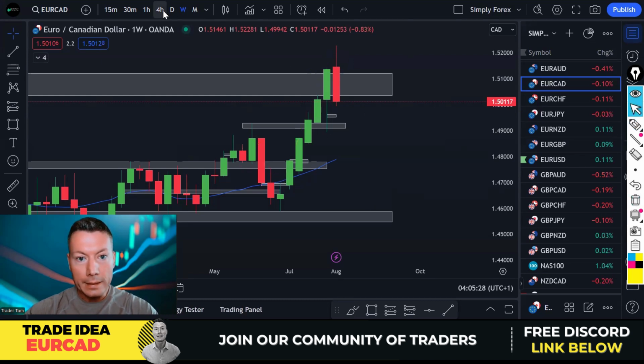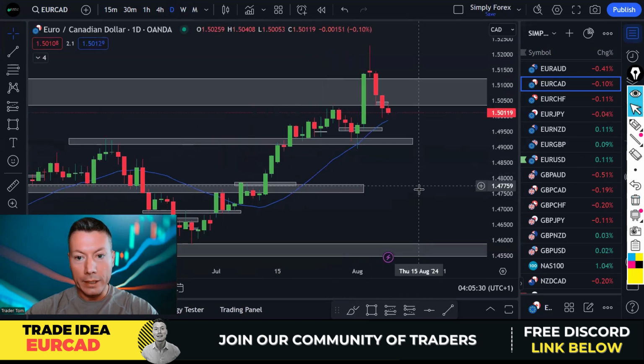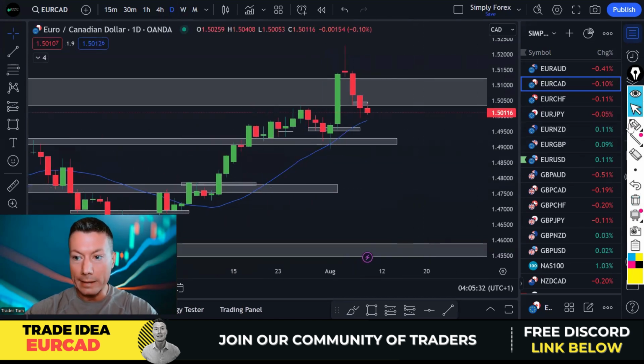Now, if we drop down to the day chart, this supports our buy idea. You can clearly see on the EuroCAD day chart we're in an uptrend. We're getting higher lows and higher highs. And we've just retraced into an interesting area here. We've got some support here, and we've got the moving average 20 coming in here as well. So this is an interesting level, and it represents very good value because we have so much room to move into.